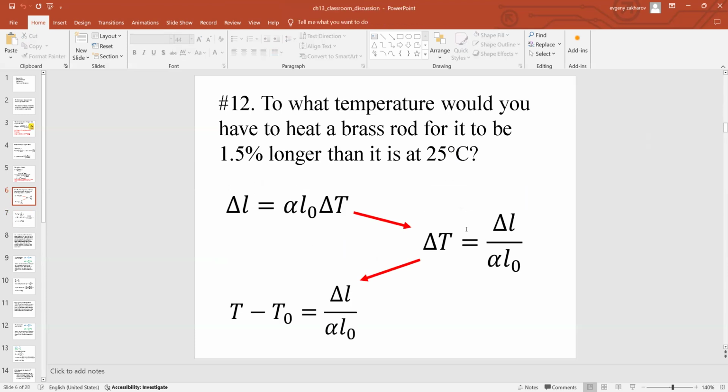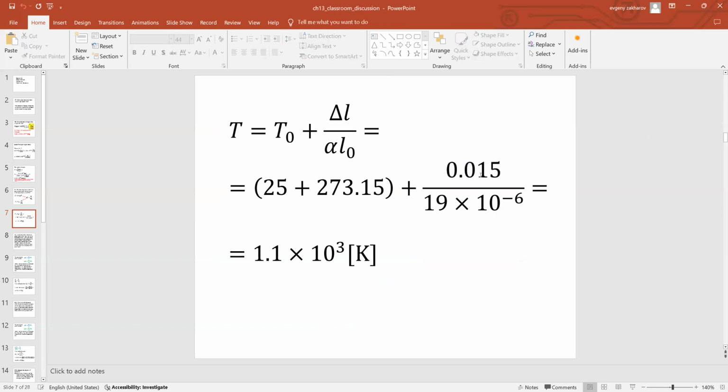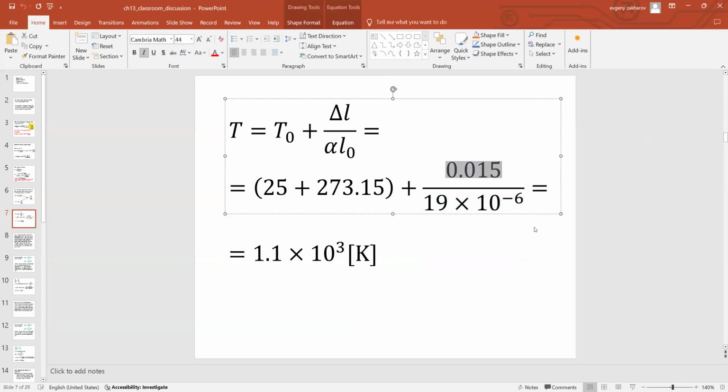And the elongation is 1.5%. What is 1.5% in terms of a fraction? Because we can't do percent. Alpha is a number, L sub 0 is a number, so you can't do percent over a number. You have to stick to numbers. The increase of 1.5%, well, that is a change, because delta is a change of 0.015. Because if you multiply it by 100, you'll get 1.5%.